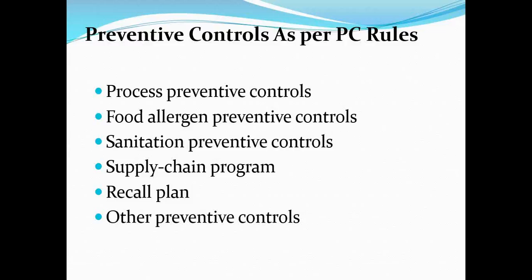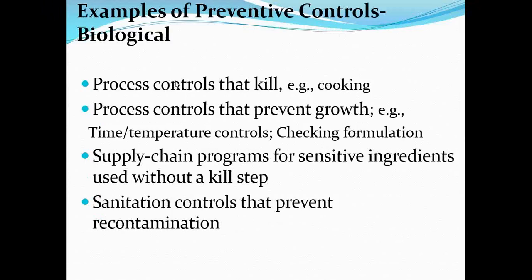There may be other preventive controls. Remember, it's not just 4 or 5 preventive controls you have in the system. There may be other preventive controls, such as hygiene training in sensitive areas. That can also be a preventive control. It depends on the type of product you make and the type of hazards you encounter and things like that. I will provide some examples of the preventive controls.